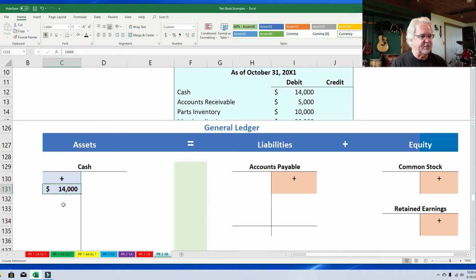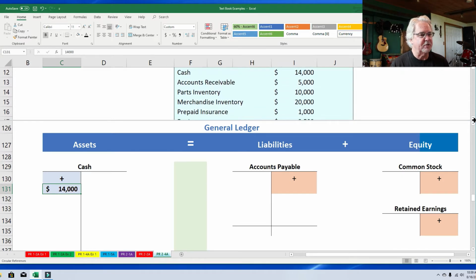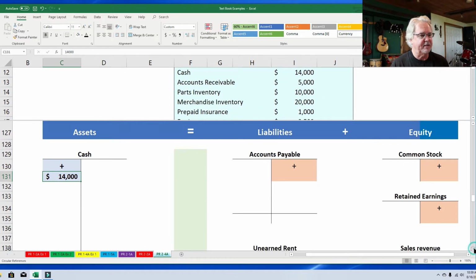So how do you know how to do this? Well, there's a left side and a right side of the account. The cash has $14,000 on the left side because it says debit here, left side. So put it on the left side. Accounts receivable has a balance of $5,000. So put it on the left side.